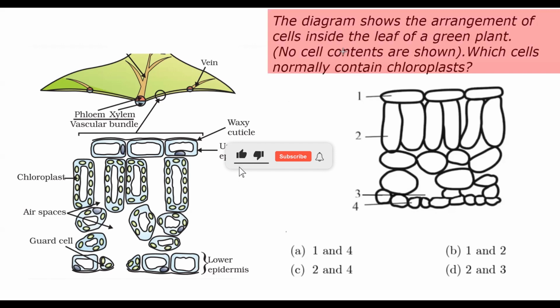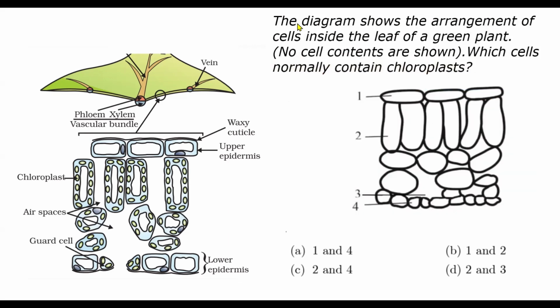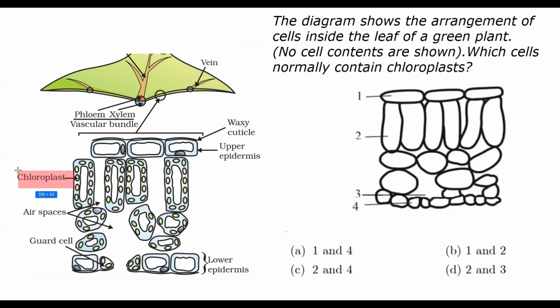In this question, we are given the diagram, right, that shows the arrangement of cells inside the leaf of a green plant. And what we have to find is which cells normally contain chloroplast. And this is the reason I have taken this diagram from the textbook. As you can see, chloroplast is present over here, right? That is 2. And you can see this is the guard cell over here. That means the chloroplast should be present at 4, right? Over here, right?